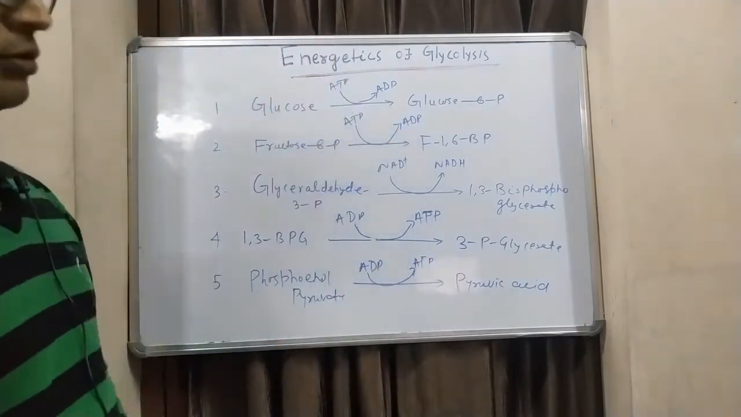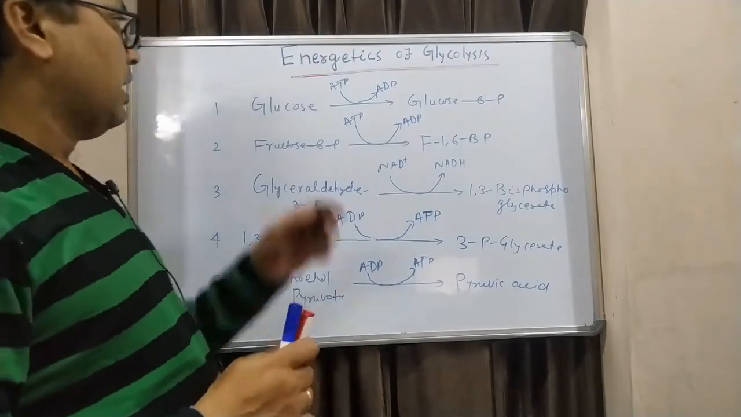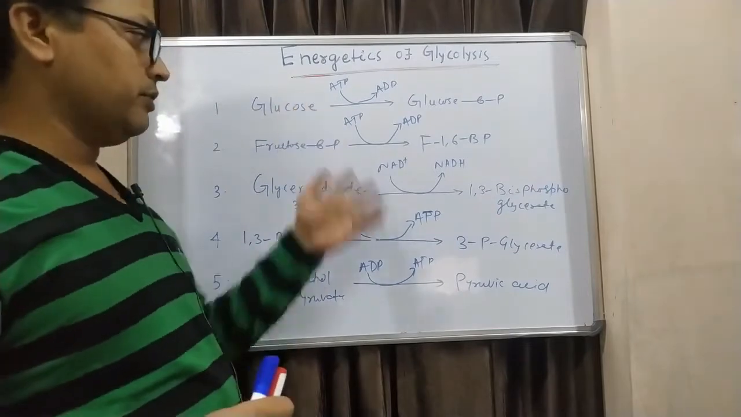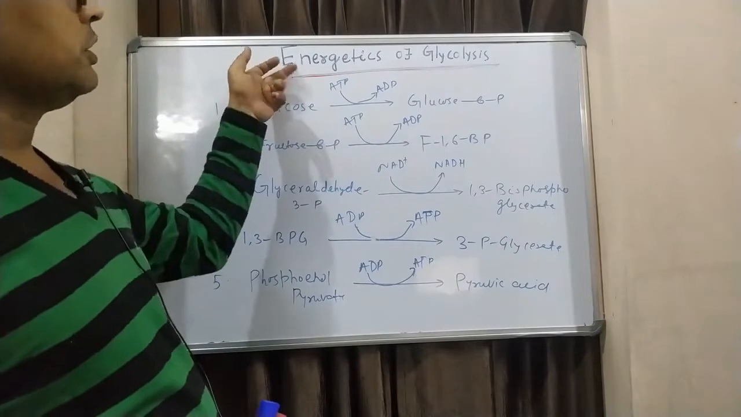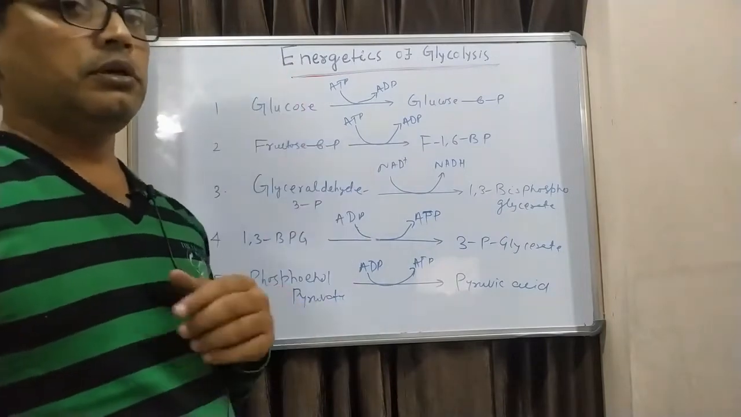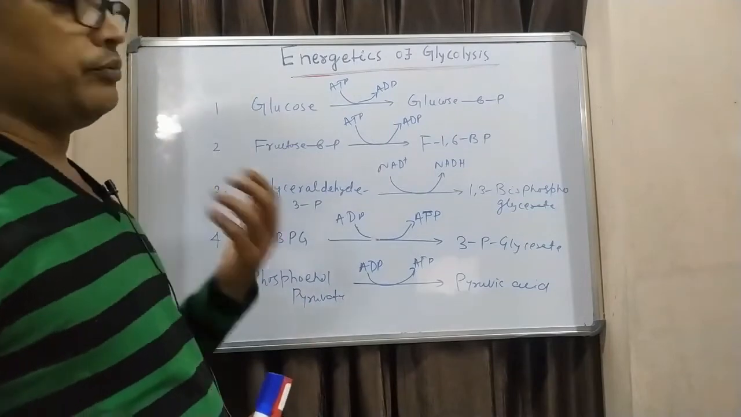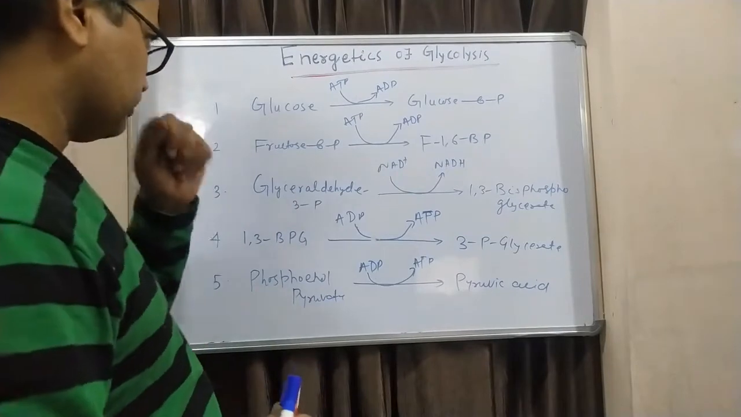So these are the 5 out of those 10 step reactions where either ATP, ADP or NAD plus was involved. These 5 step reactions are normally responsible for the energetics of glycolysis. So we are going to see today the energetics of glycolysis: how much ATP we are going to get from glycolysis and how we are going to get it.